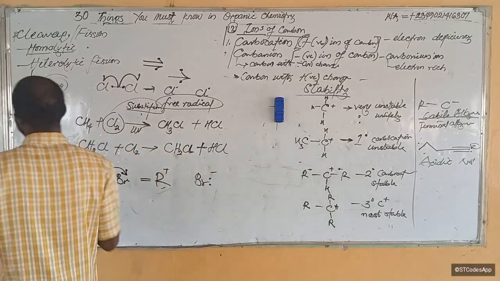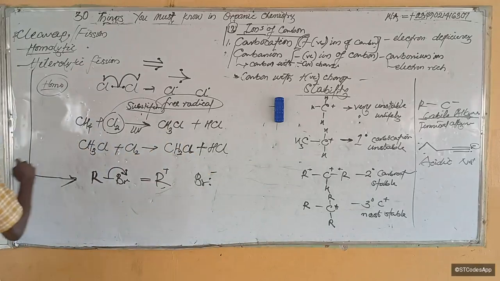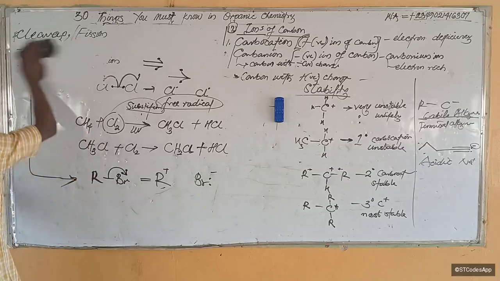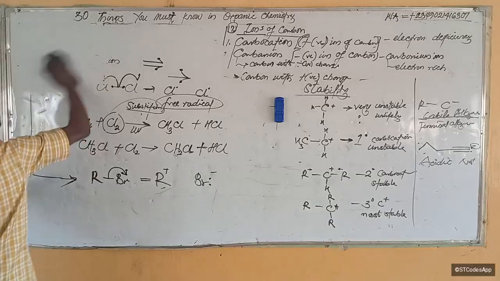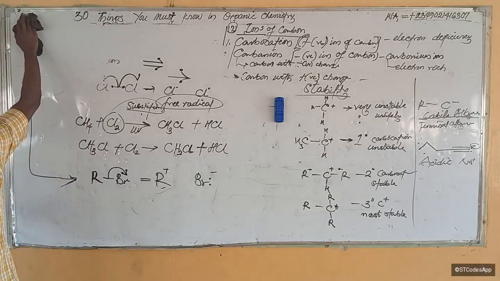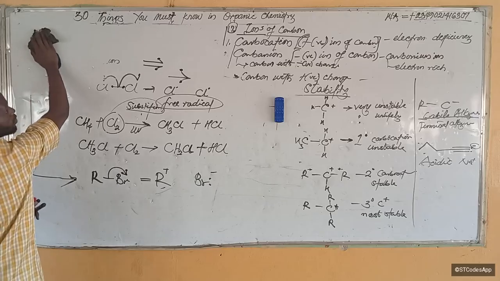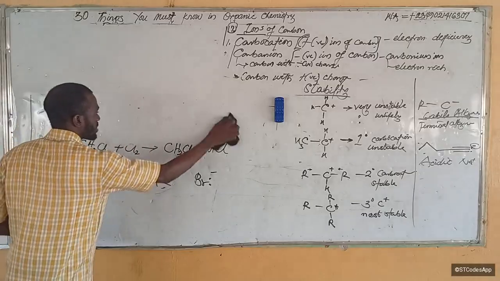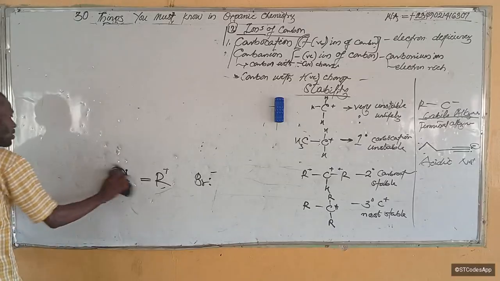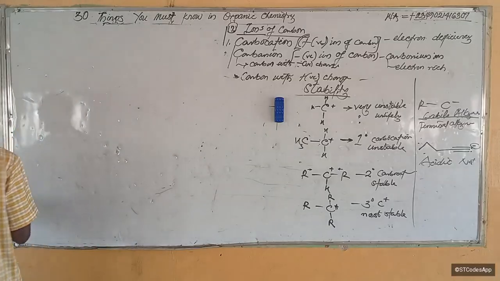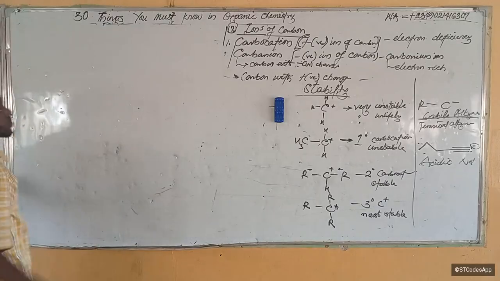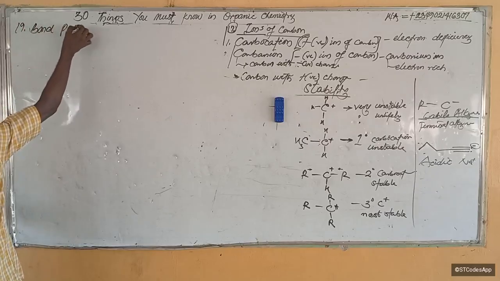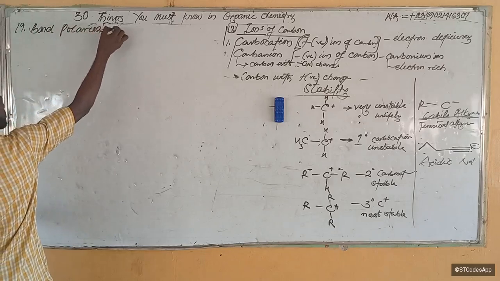So that's bond cleavage. Quickly, let's now swiftly go to bond polarization, so that we'll talk about the effect of bond polarization. This cleavage is number 17, and that's number 18. Now let's go to number 19, bond polarization. I've already explained bond polarization, but let me talk about it again.